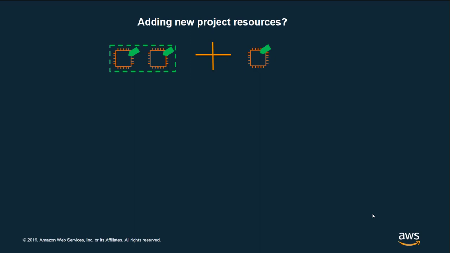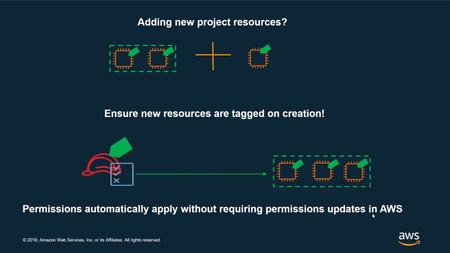As long as you make sure that whenever somebody launches a new instance, it has the project green tag, again, the permissions will apply automatically, and the role will automatically get access to the new instance without having to update any permissions in AWS. This is because you made sure that the new instance also has a project tag and your permissions are already based on ABAC. So the role's project tag matches the new instance's project tag, and you get access to the instance immediately.